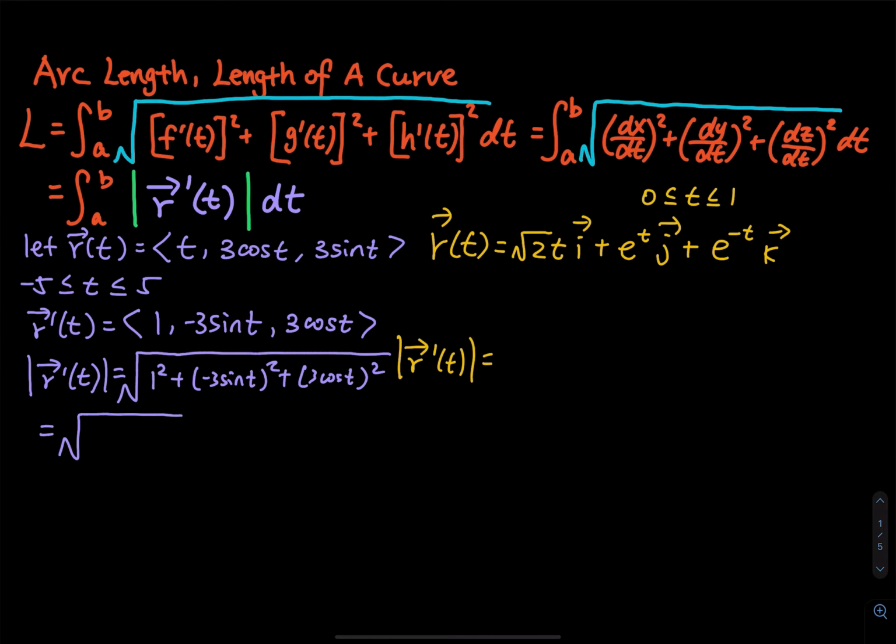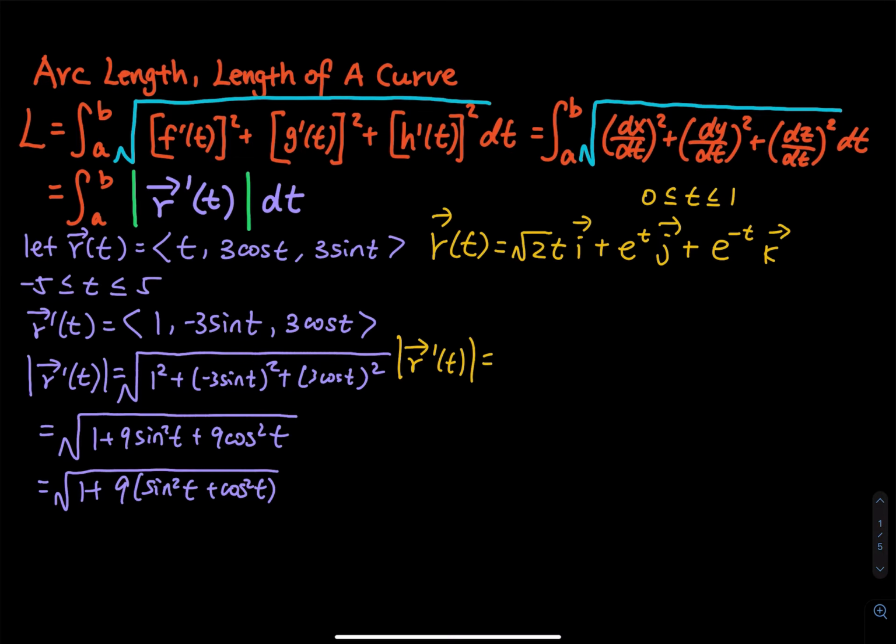That is equal to the square root of 1 plus 9 sine squared of t, plus 9 cosine squared of t. And then we can factor out the 9. We have a square root, 1 plus 9 times sine squared t plus cosine squared t. And then sine squared plus cosine squared is equal to 1. So this becomes 1 plus 9 times 1, which is the square root of 10. So this is the square root of 10.